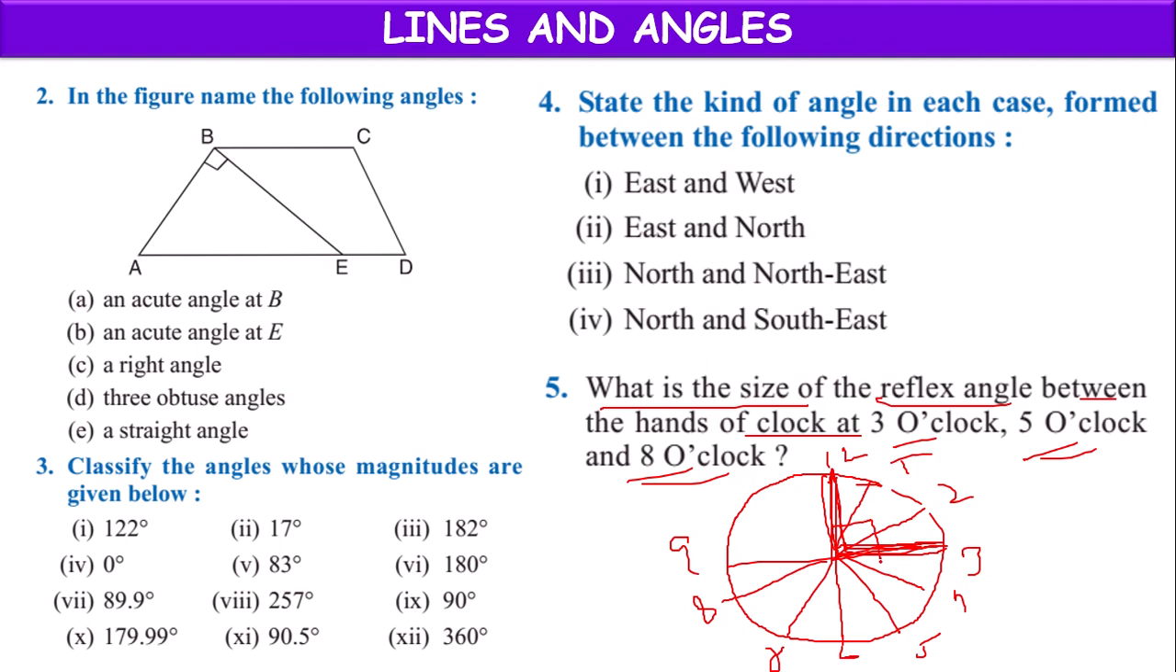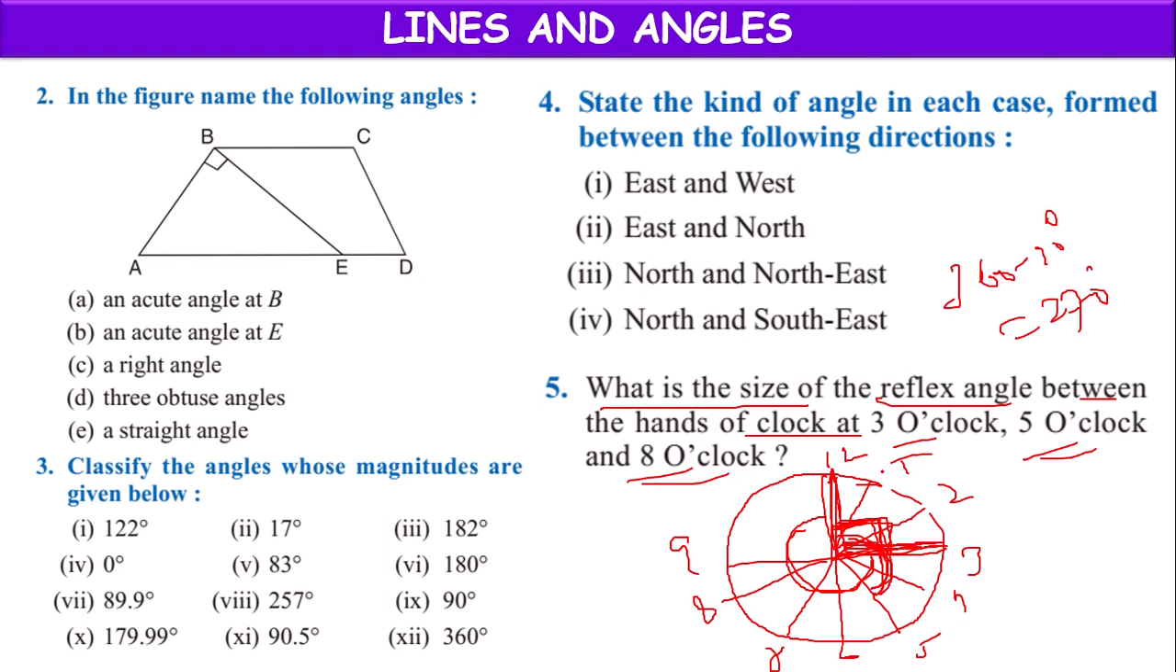This angle is a right angle. If this part is 90 degrees, the other part will be 360 minus 90, which is equal to 270 degrees. So at 3 o'clock, two angles will be formed. One is a right angle, and the other opposite to it is a reflex angle of 270 degrees. At 5 o'clock, this is one angle.